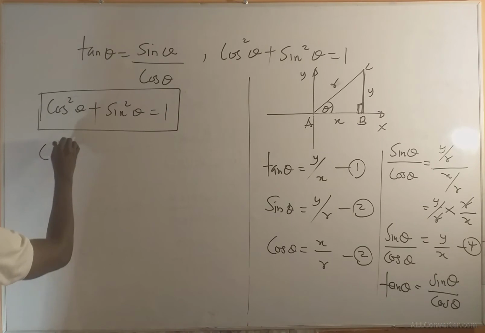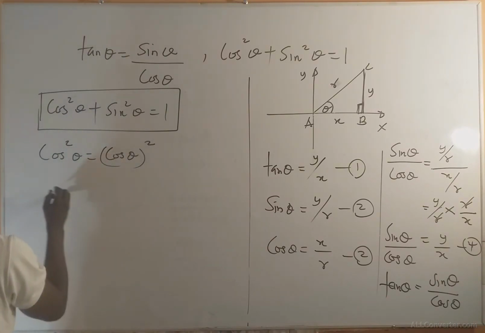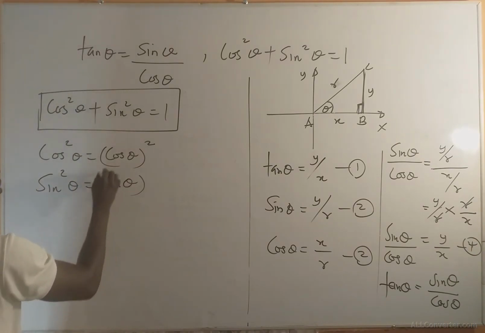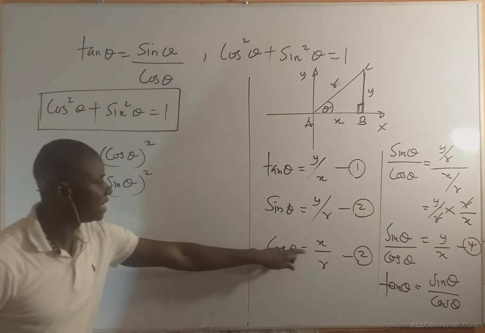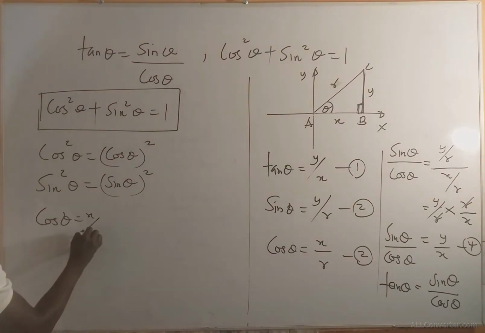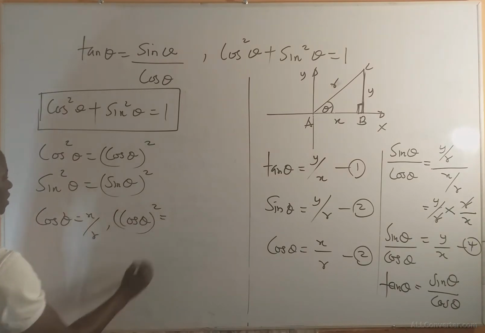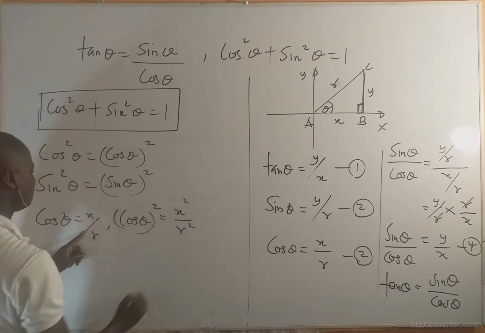Take note that when we say cos square theta, this is the same as cos theta all square. And when we say sine square theta, this is the same as sine theta all square. Okay, so now, what is cos theta? Cos theta here is x over r. That means that when we say cos theta all square, we are squaring everything, and that will be x square over r square.